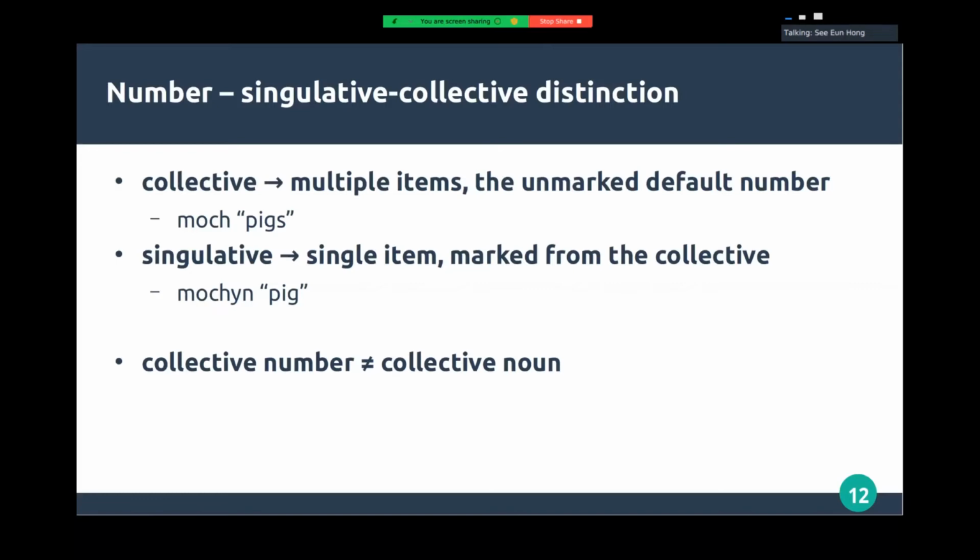And don't confuse the collective number with collective noun. The collective number here is the unmarked multiple number that's usually bigger than one. But the collective noun refers to a noun that refers to a group of things in a collective sense.